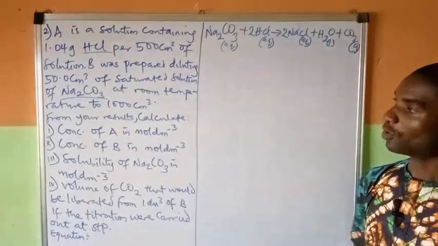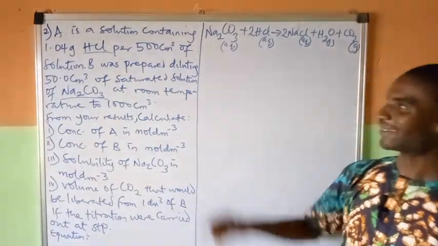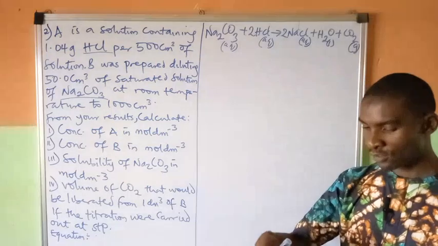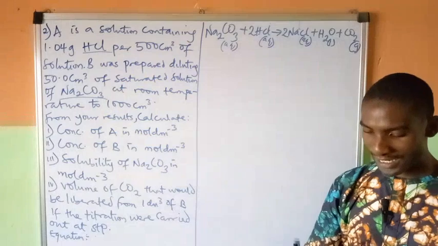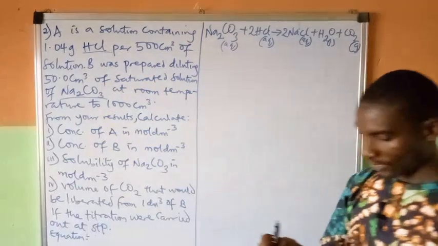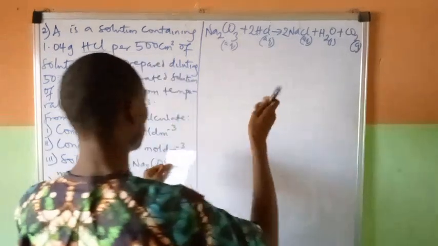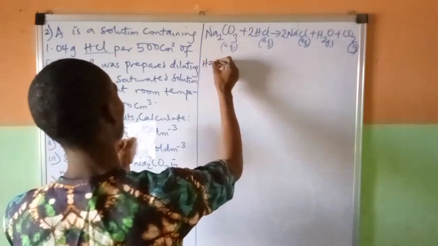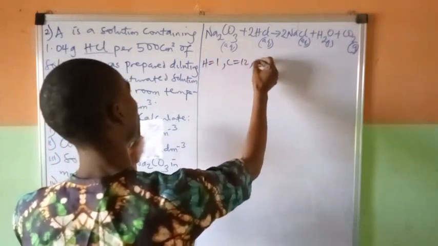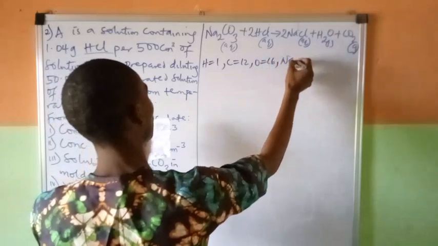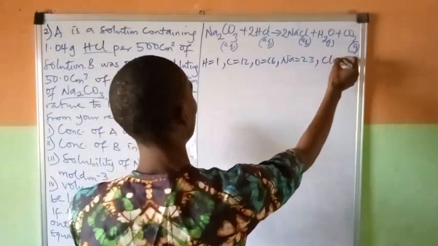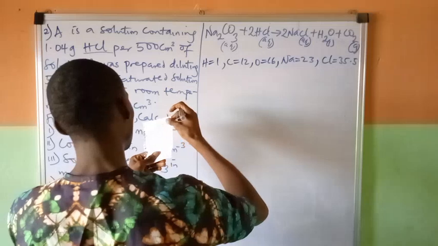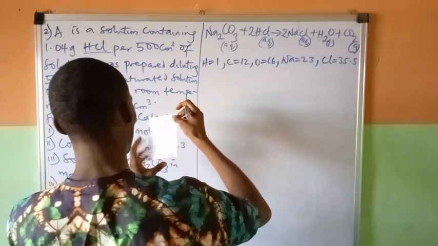Is that okay? So we are going to assume our theta value. For this question, you were given these parameters: H equals 1, C equals 12, O equals 16 molar mass, sodium is 23, chlorine is 35.5.